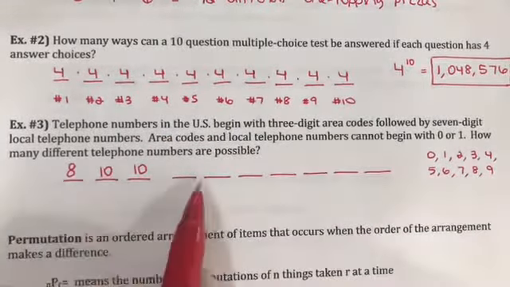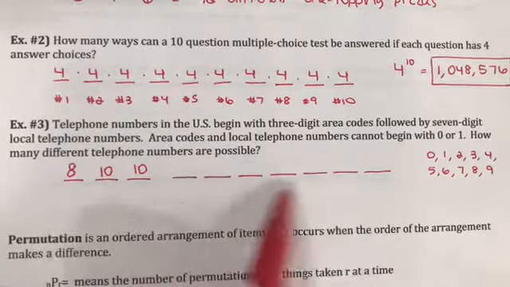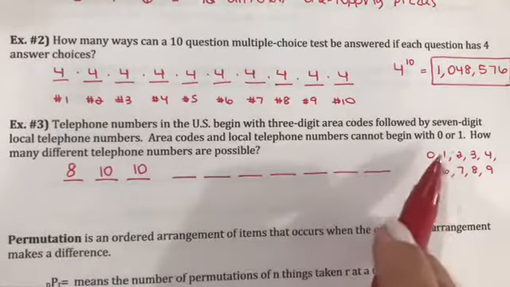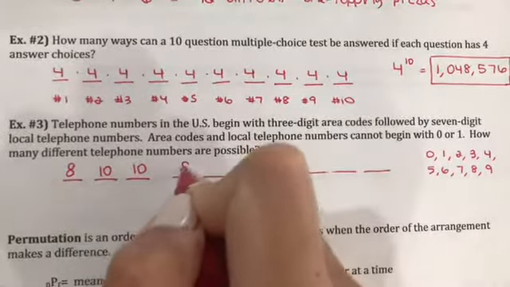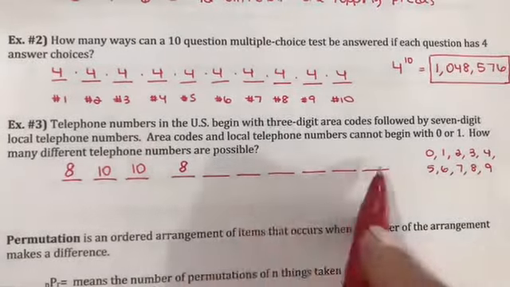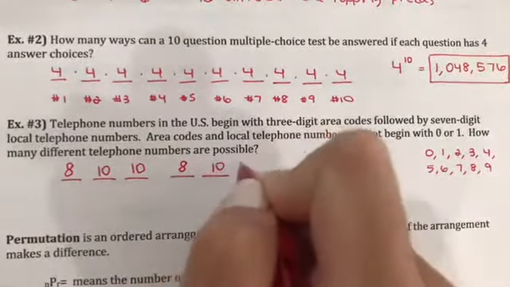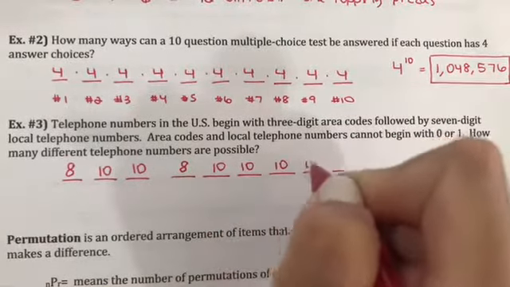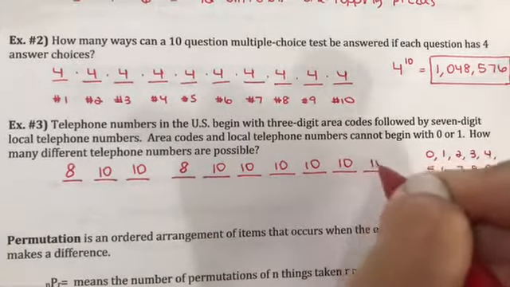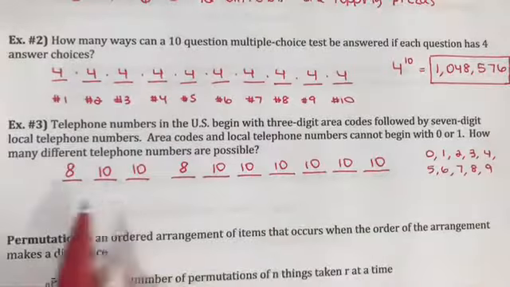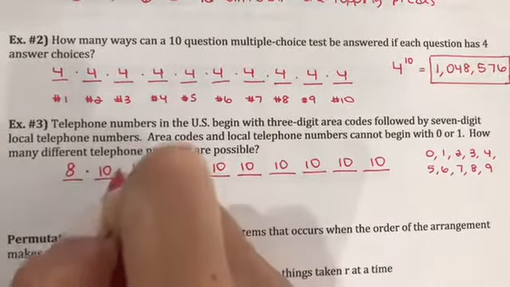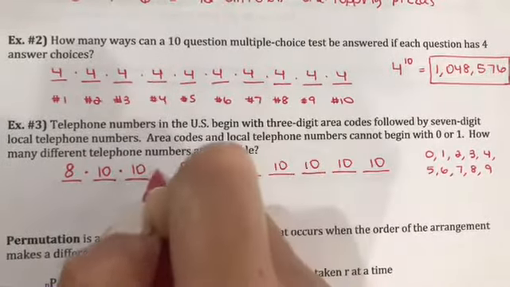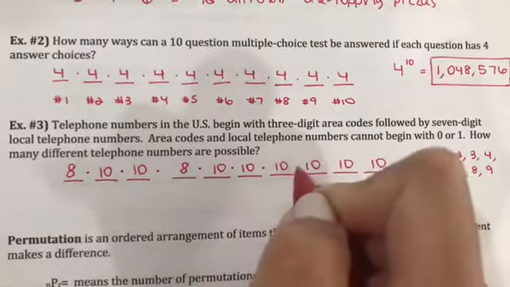Now, for the local part of the phone number, which is the 7-digit, it said that we cannot start with a 0 or a 1. So again, there are 8 different possibilities. And then the rest of them, there are no restrictions. Sometimes writing out all of the individual pieces is helpful. So we're just going to multiply all of these.